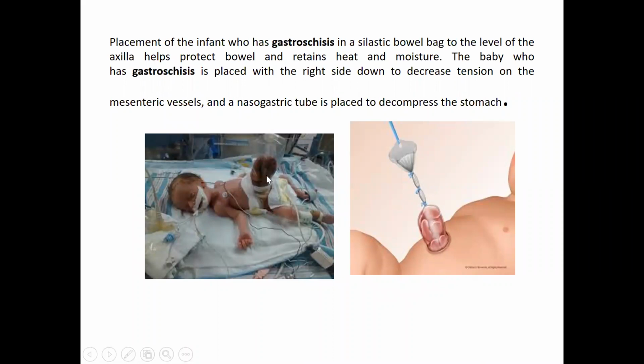So what can you do for gastroschisis? You place a silastic bowel bag. This is the silastic bowel bag, like a plastic bag. We put all the contents inside this bag, and then we hang the bag upward under pressure. With the pressure, the intestinal contents gradually go back inside the abdomen.